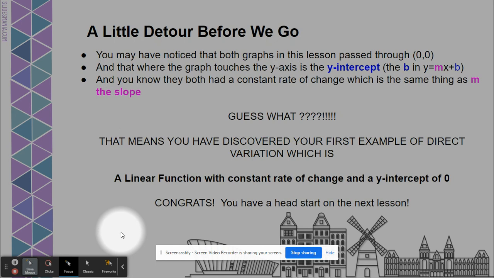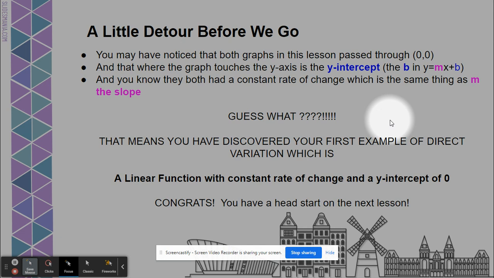I know this is a long video. Before we go, you may have noticed that both of the graphs in this lesson pass through 0, 0, the origin. Both of them did. And where the graph touches the y-axis, you know this is the y-intercept. It's the b in y equals mx plus b. And you know they had a constant rate of change because we found it.